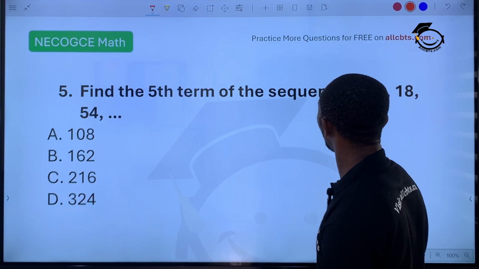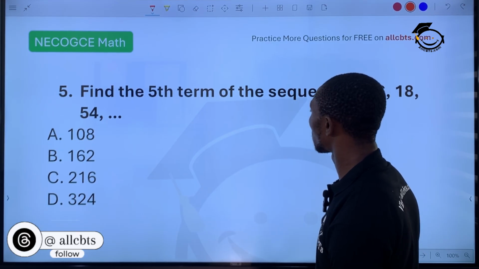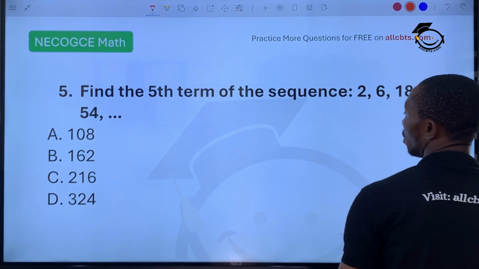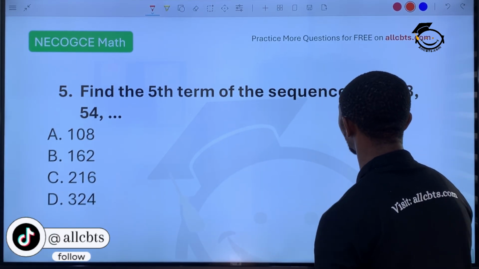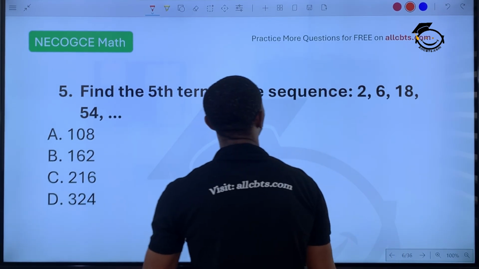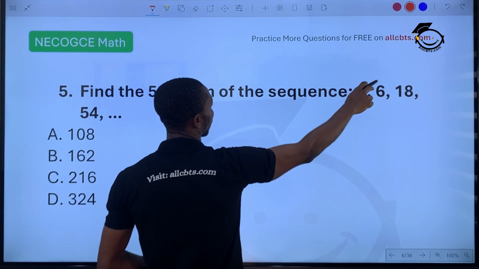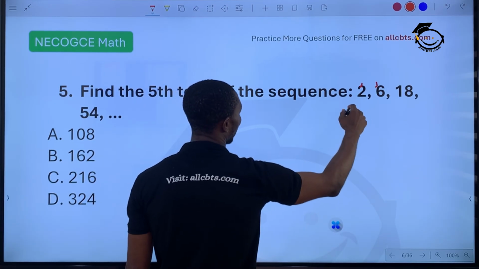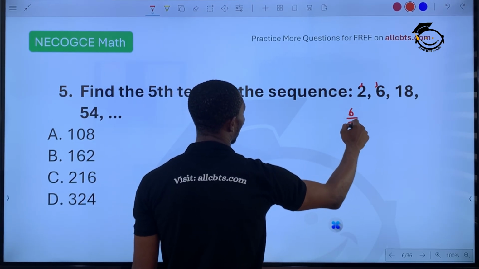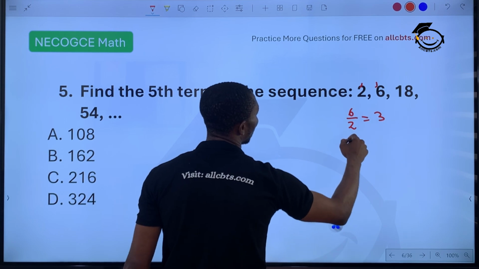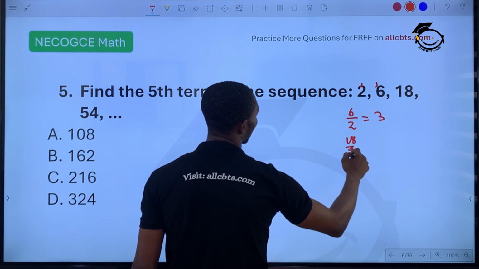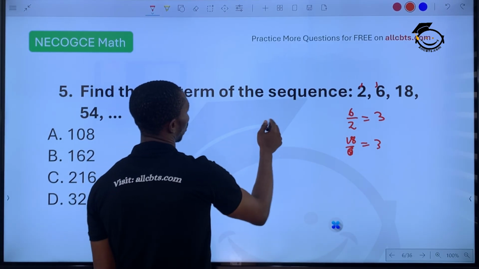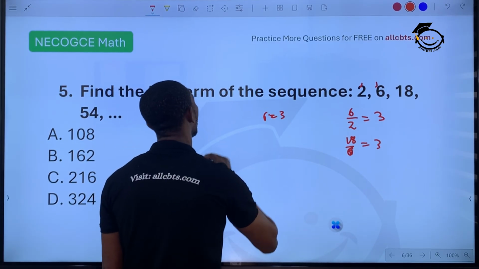Find the fifth term of the sequence. Okay, now we have to ask, is this a geometric sequence or an arithmetic sequence? Now let's look at it. What's the difference between the second term and the first term? That's 4. So this is likely a geometric sequence: we have 6 divided by 2 to give 3, 18 divided by 6 to give 3. So that's a geometric sequence because we have a common ratio of 3.